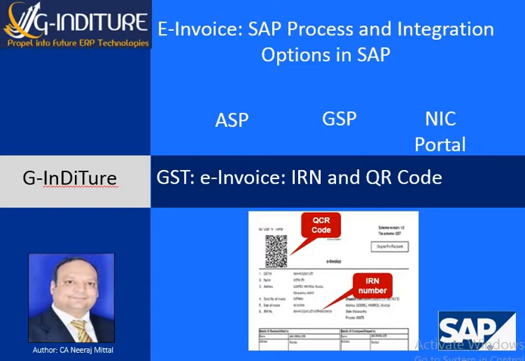In this presentation, we talk about e-invoice registration requirement of GST, which is now becoming mandatory from 1st October for entities whose turnover is more than 500 crores. We talk about what the internal processes are in your SAP, in SAP A1, either ECC or HANA, and what options are available to integrate with various entities, for example, GSP, ASP, or you may directly integrate with NIC.